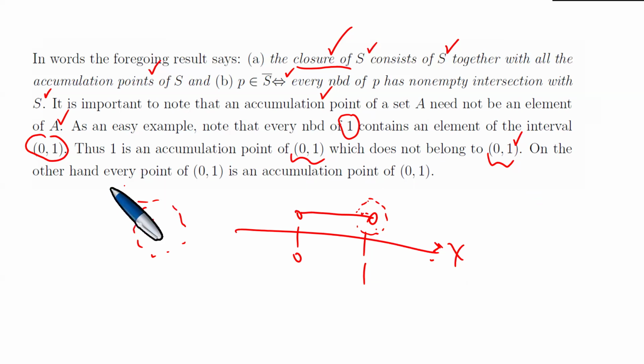On the other hand, every point between 0 and 1 is an accumulation point of (0, 1). We have already seen an example of 1 being an accumulation point of (0, 1), yet it does not even belong to (0, 1). So the accumulation point did not belong to the set. This is what we are saying here.